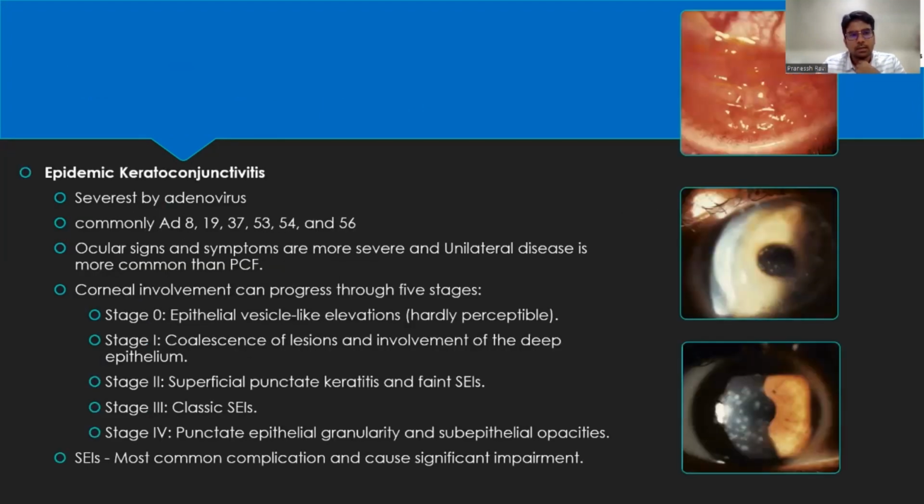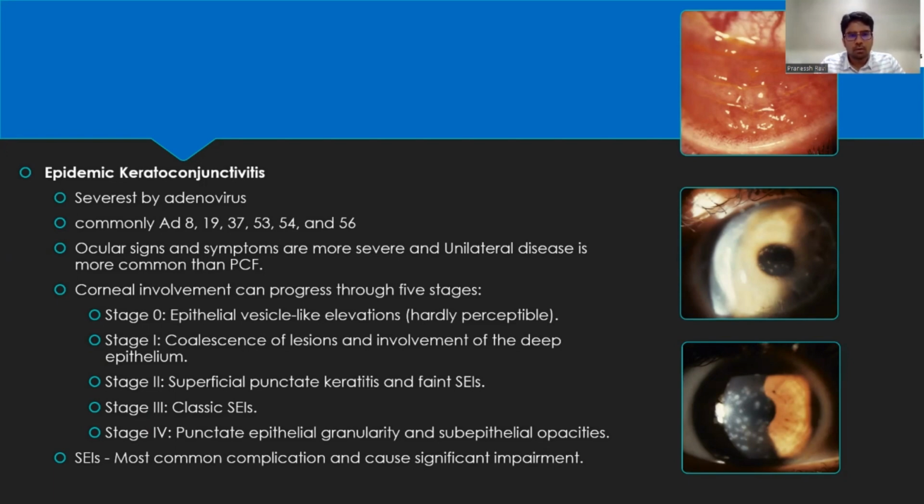Next, coming to epidemic keratoconjunctivitis. This is the severest among the adenoviruses. The common serotypes are 8, 19, 37, 53, 54, and 56. It's usually unilateral. Ocular signs and symptoms are more severe compared to pharyngoconjunctival fever.